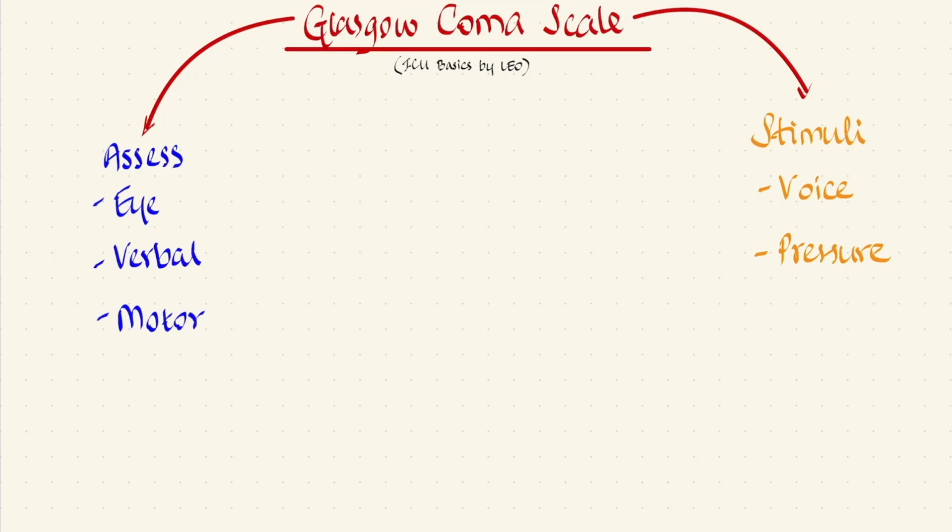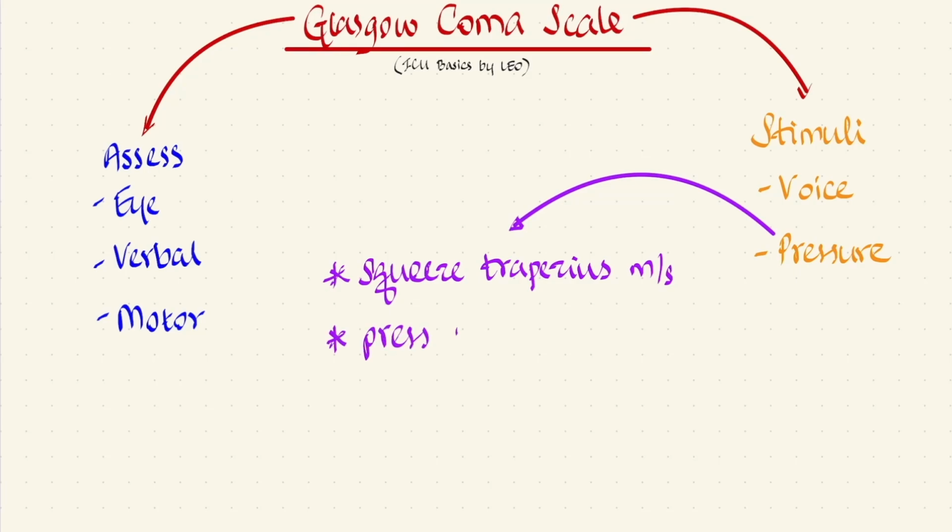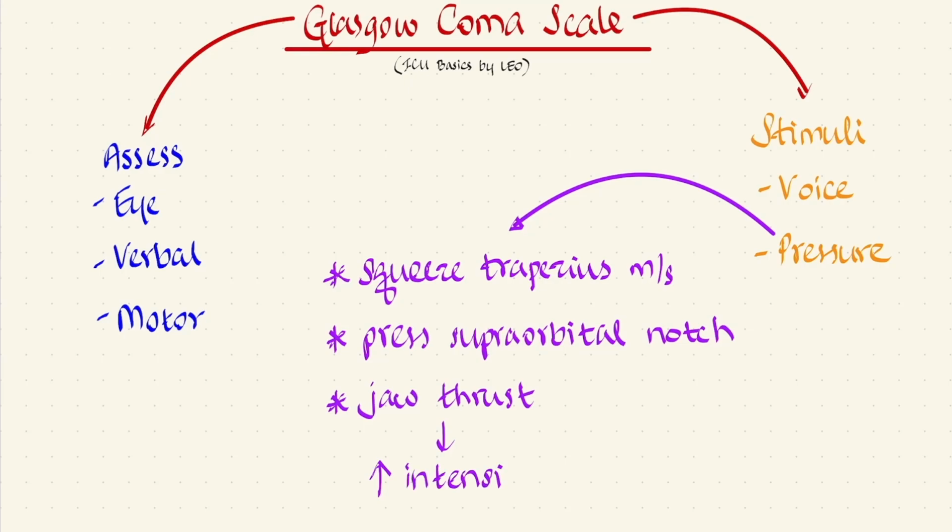In patients who are not obeying voice commands, we need to stimulate them with pressure. The actual recommended noxious stimuli, which are the least harmful, especially if repeated assessment is required, are squeezing the trapezius muscle, pressure to the supraorbital notch, and lifting up the temporomandibular joints, which is performing a jaw thrust. It might be necessary to increase the intensity of the pressure up to 10 seconds until the patient's response or maximum stimulus is applied. We should not put pressure to the supraorbital notch of a patient with facial injuries.